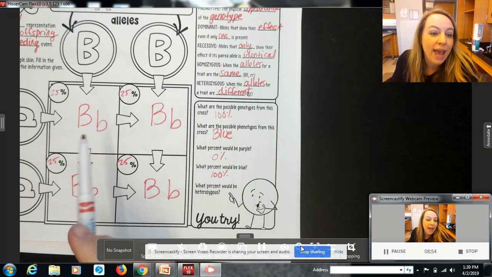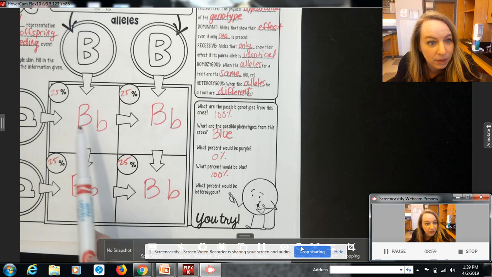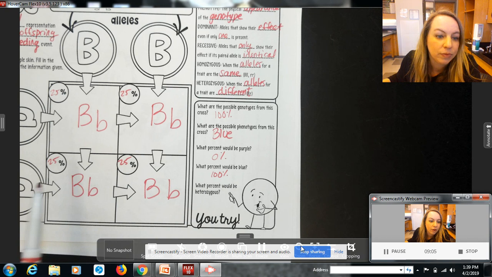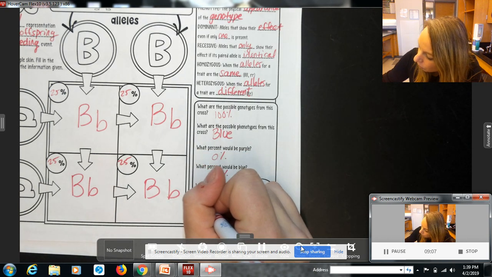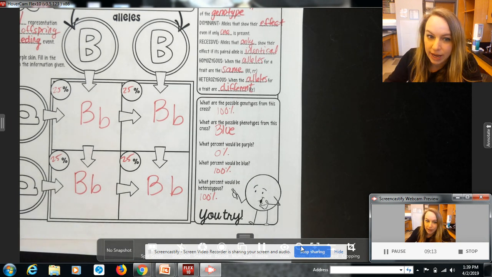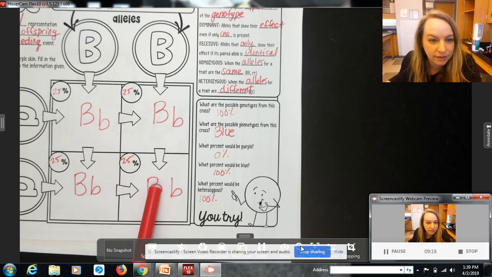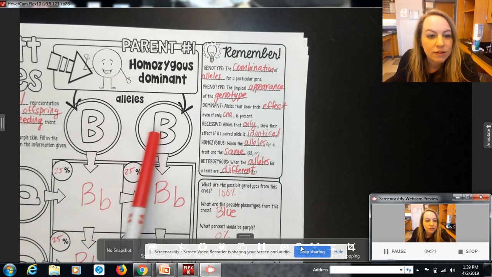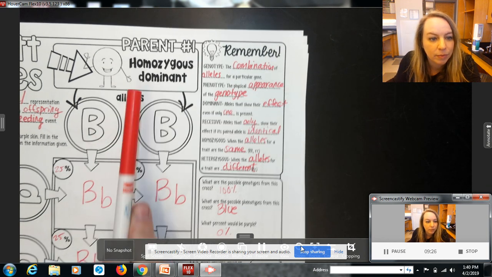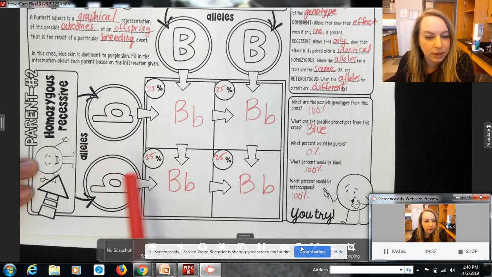And then what percent would be heterozygous? Hetero means 2 different. So here I have 2 different alleles, big B, little b, big B, little b, okay? So 1, 2, 3, 4 out of 4 gives me 100% heterozygous, okay? So again, heterozygous means 2 different. So this is heterozygous here. Notice that these 2 are the same. So homozygous dominant, they're both the same, they're both dominant. Homozygous recessive, these are both the same, but they're both recessive.